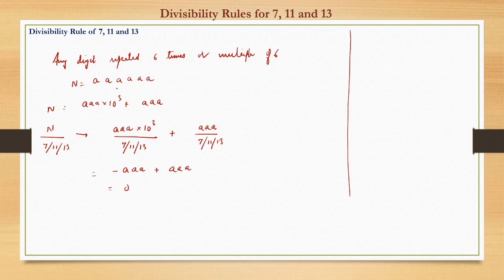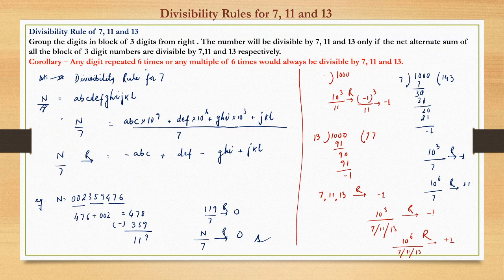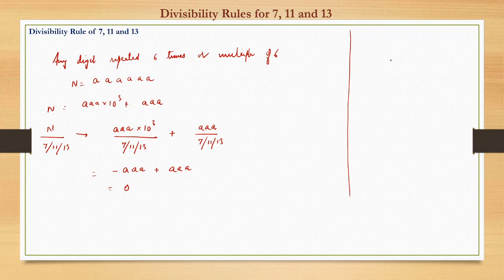So it means that any digits repeated 6 times or a multiple of 6 times will always be divisible by 7 or 11 or 13. So that is what is written here. Any digit repeated 6 times or any multiple of 6 times would always be divisible by 7, 11, 13. That we have seen here.